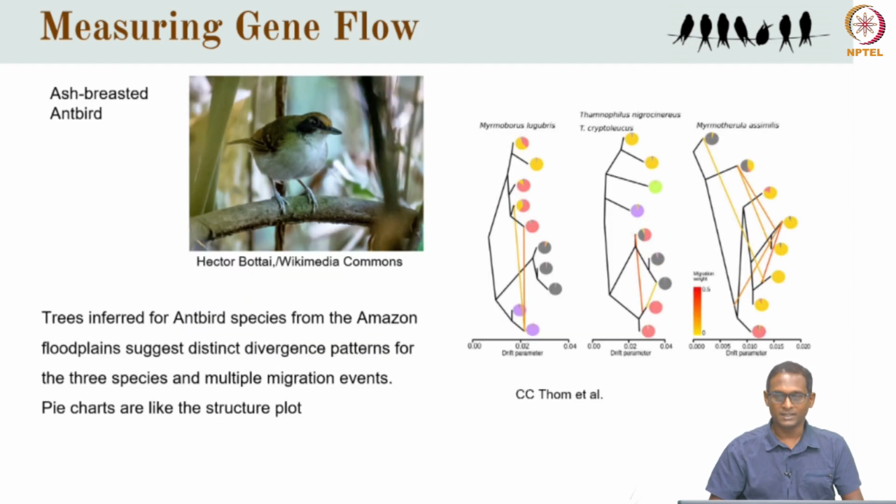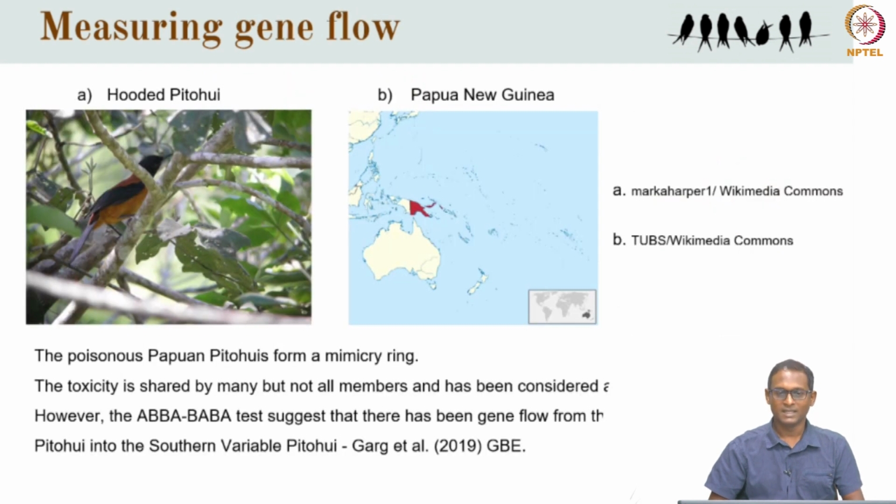Another example of people studying gene flow, this one is of antbirds. For multiple species of antbirds across the Amazon floodplain, they find that for 3 species, they find different migration events, which is shown in these lines. So these are like the structure plots, except that you find some alleles being shared across different populations because of migration.